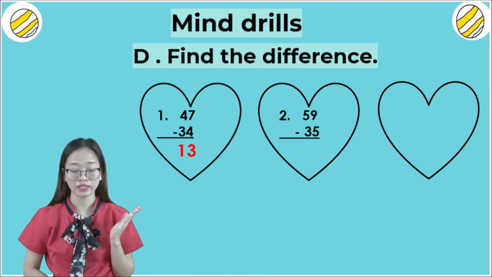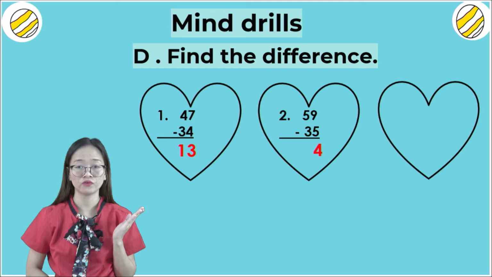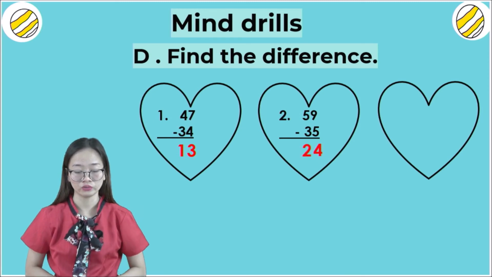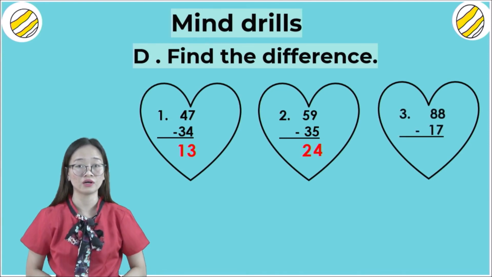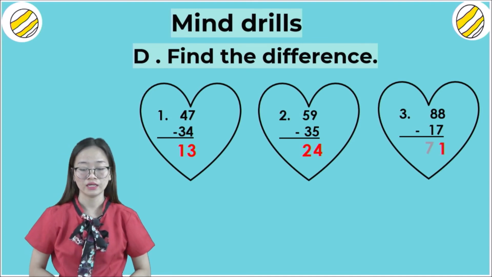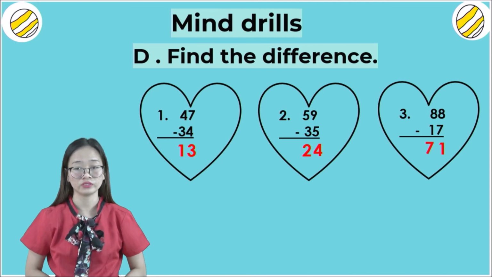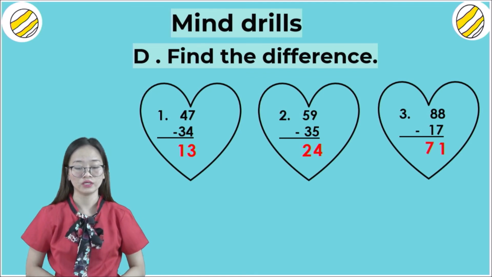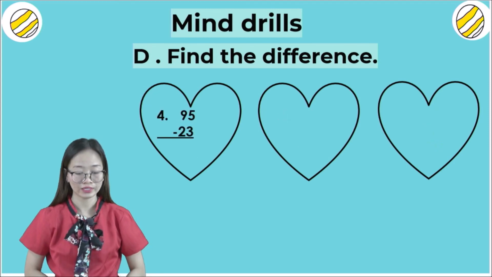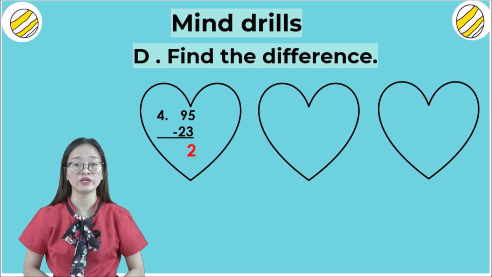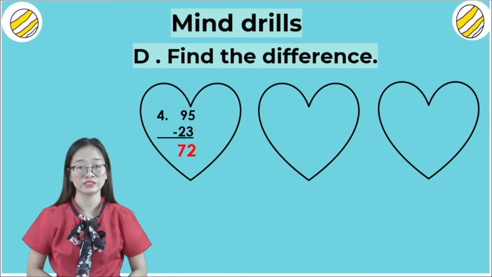Okay, next, number 2, 59 minus 35. So, 9 minus 5 is equal to 4, and 5 minus 3 is equal to 2. Next, number 3, we have 87 minus 17. So, always start with the ones digits. So, we have 8 minus 7 is equal to 1, and 8 minus 1 is equal to 7. So, the answer is 71. Okay, next, number 4. So, 95 minus 23. So, start with the ones. 5 minus 3 is equal to 2, and 9 minus 2 is equal to 7. So, the answer is 72.